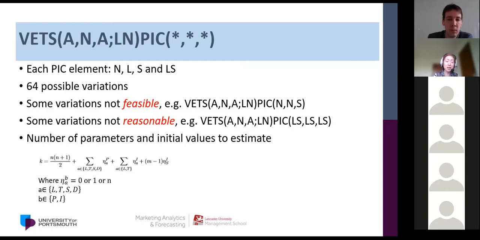And the first term here, assuming we're looking at n time series, is the number of variables in that covariance matrix. The second term here is the number of parameters. So if that particular parameter is not modeled, not included in the model, then it's zero. If it is common, then it's one. If it is individual, then it's n. And the third term here refers to the number of initial values for level and trend. And the last term is the number of initial values for seasonality, and m is the seasonal cycle.